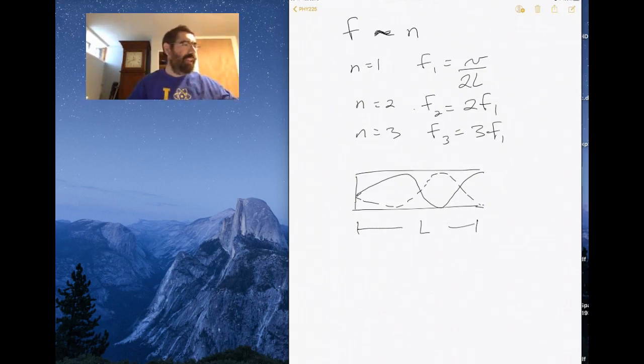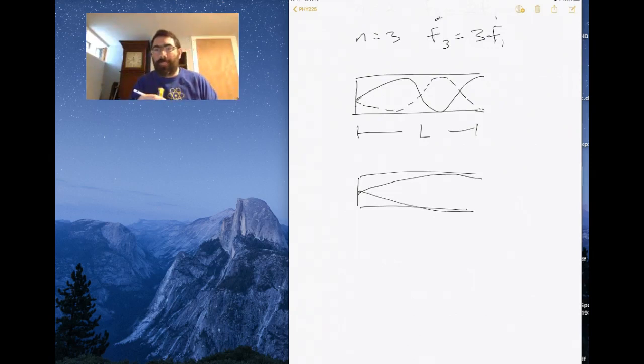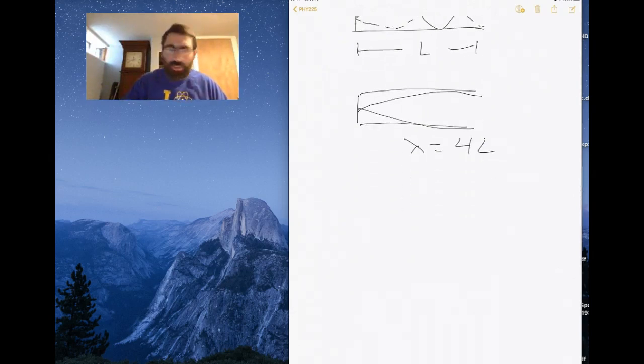Okay, so in this case, what we have is, if you count it up, let's start with the first one. That right there would be basically a quarter of our wavelength, and so the wavelength would fit in a pipe that would actually be 4 times longer. If we go down now to that, so that would be the n equal 1.